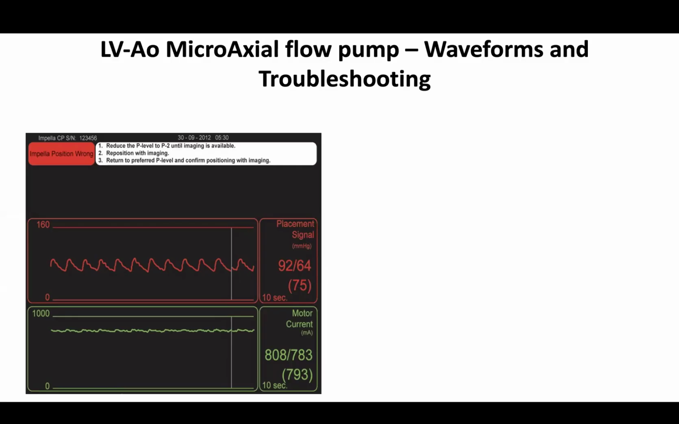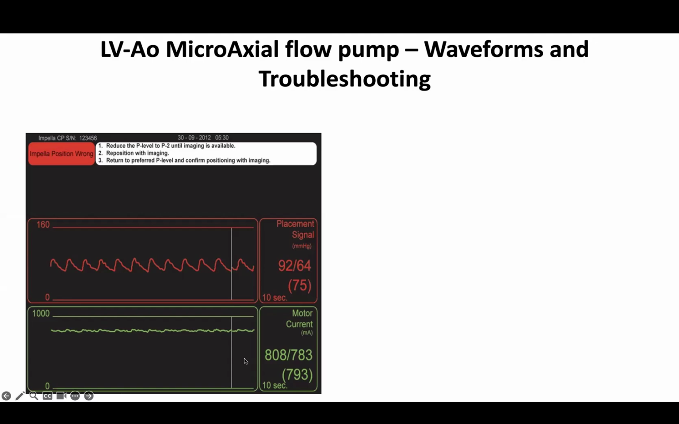You have three colors: red, yellow, and gray. Red is an emergency. It needs to be addressed immediately. Yellow is urgent. It needs to be addressed quickly. And gray is a resolved alarm.